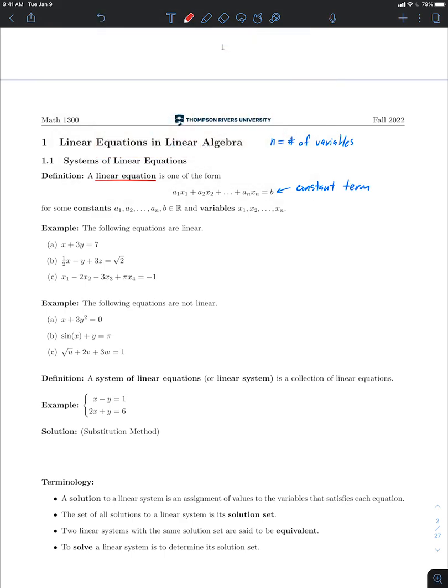Okay, so let's finish underlining the terms in this definition. I gave you kind of an overview there, but the definition actually clarifies down in the bottom line here. So the constants are A1, A2, all the way up to AN, as well as the B. Those are all constants. And then the variables, those are the unknowns that are indicated with the letter X. Okay, so that's the definition of a linear equation. Let's look at a couple of examples, because an example is worth 1,000 words.